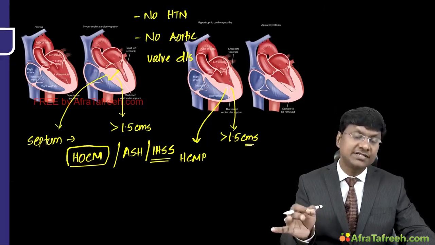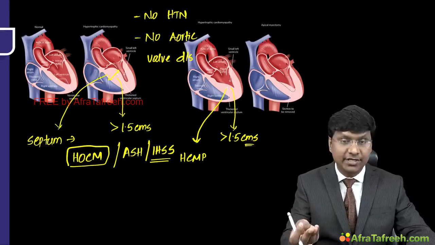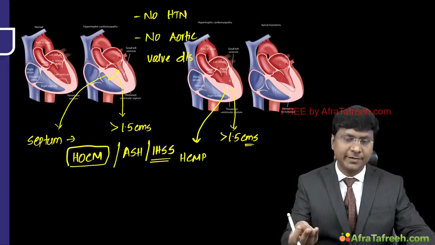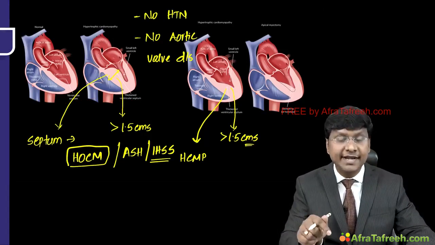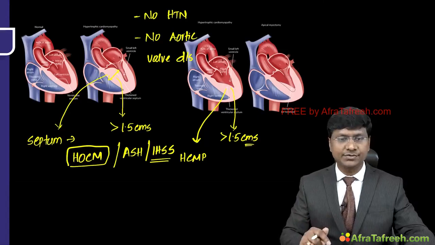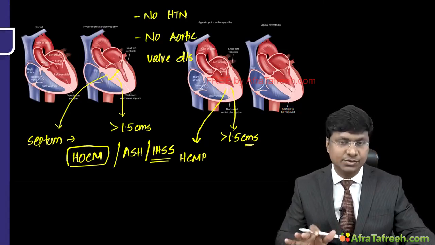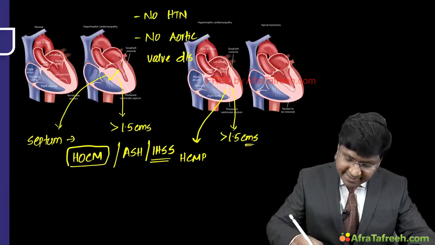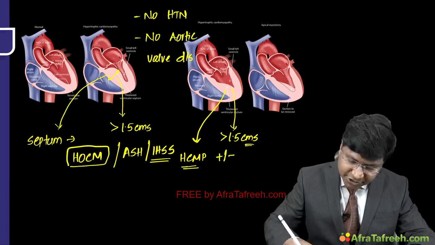And it was considered idiopathic because there is no hypertension, no aortic valve pathology, and no infiltrative pathology causing hypertrophy. That is why previously it was considered idiopathic hypertrophic subaortic stenosis. However, this terminology is not used these days. So what is used these days? It is hypertrophic cardiomyopathy with or without obstruction.